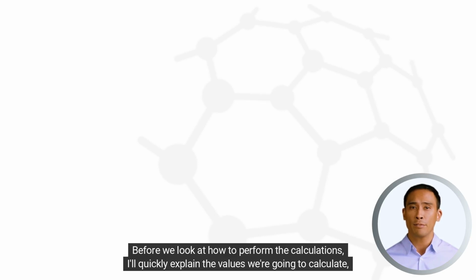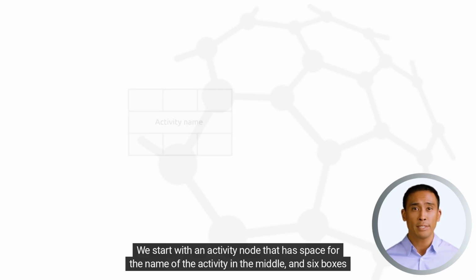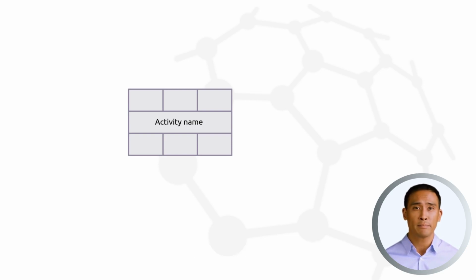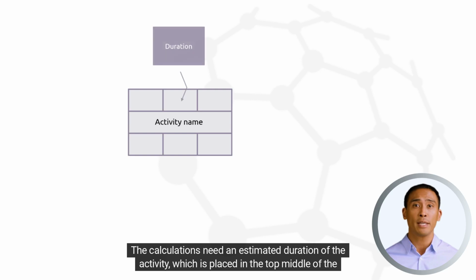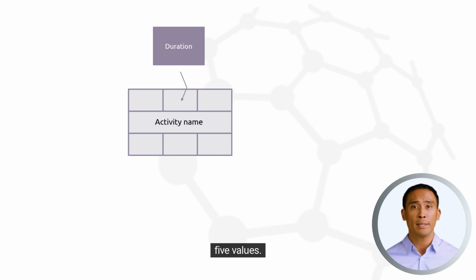Before we look at how to perform the calculations, I'll quickly explain the values we're going to calculate and how they are displayed. We start with an activity node that has space for the name of the activity in the middle and 6 boxes for various values. The calculations need an estimated duration of the activity, which is placed in the top middle of the node. Once we have activity durations and a diagram that shows dependencies between activities, we can calculate 5 values.